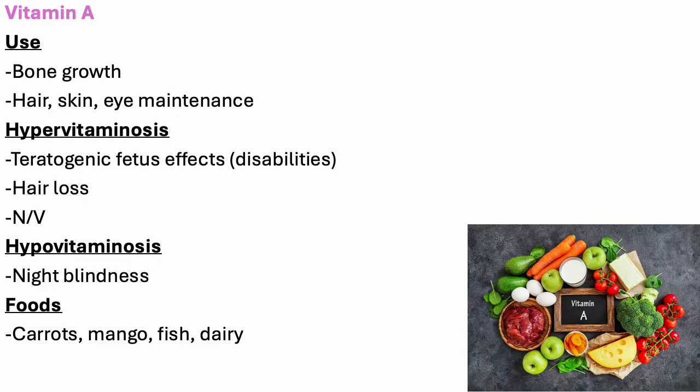Vitamin A, used for bone growth, as well as hair, skin, and eye maintenance. Hypervitaminosis, which is a very high level of this vitamin, you're going to get teratogenic fetus effects, hair loss, and nausea, vomiting. Hypovitaminosis, which is a low amount of vitamin, is going to be night blindness and blindness in general. Foods with vitamin A are going to be carrots, mangoes, fish, and dairy.